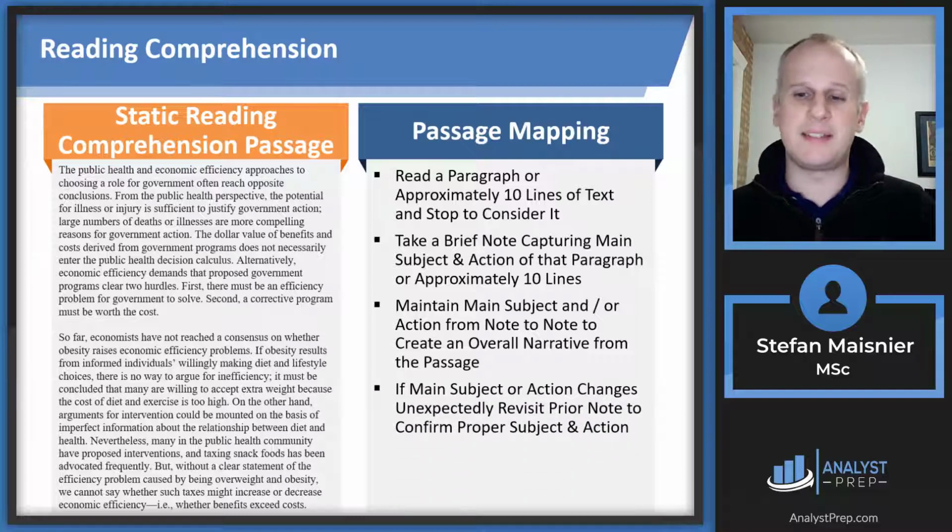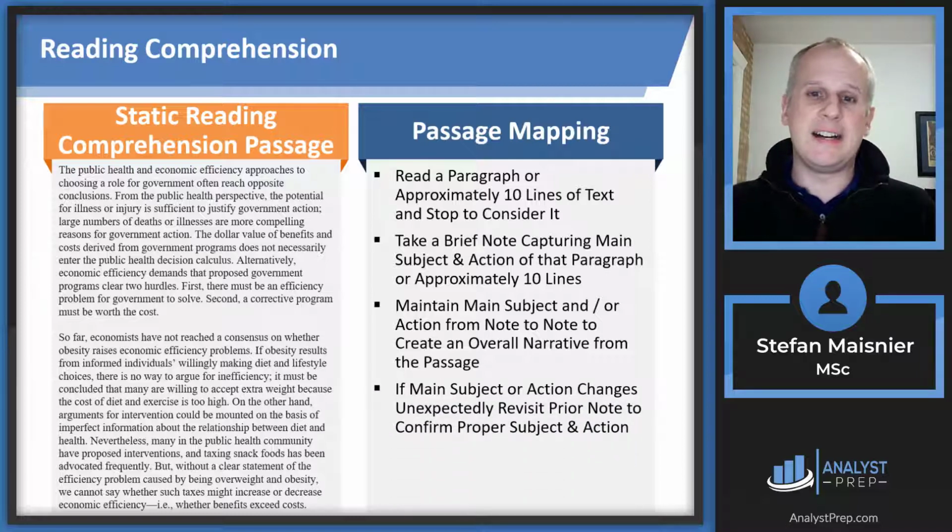And if the main subject or action changes unexpectedly, do revisit your prior note to confirm that you captured the main actor or action, because if you lost it, that may be just because they brought in some introductory background information and kind of took a right turn. And that can be one of the things that they like to do in somewhat tougher passages. Just the idea of giving you a little bit of background information, making you think that it's about one thing, and then focusing just on one specific aspect of that background information.